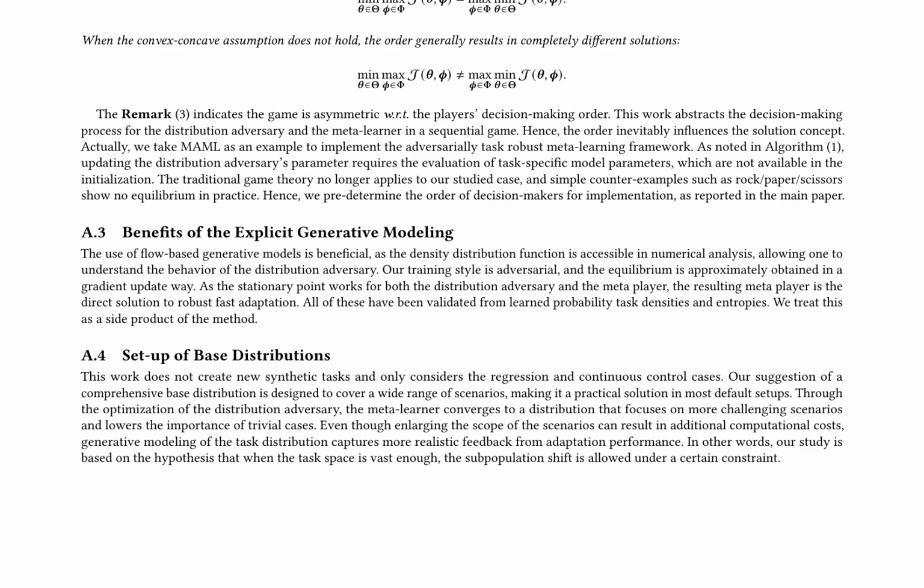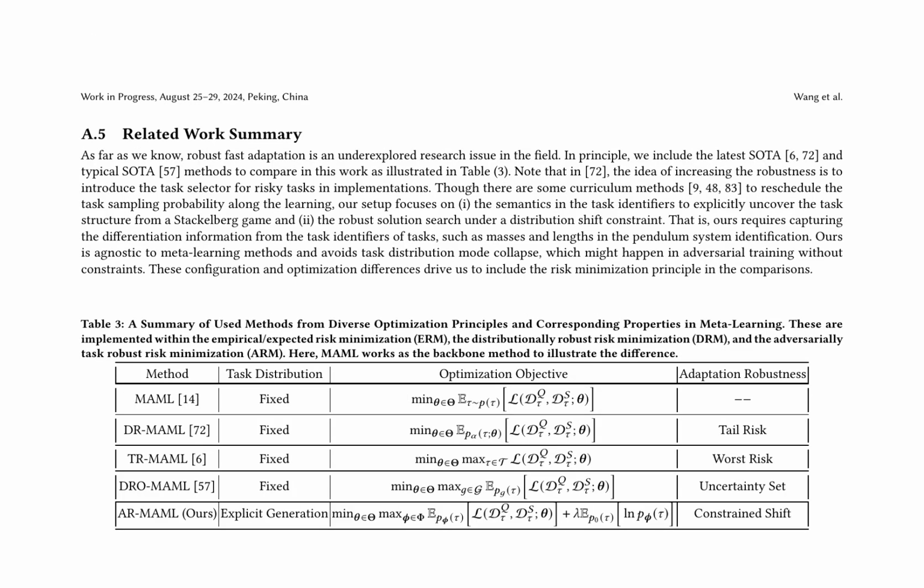The setup of base distributions covers a wide range of scenarios, focusing on more challenging cases. Validation is achieved through learned probability task densities and entropies. The authors delve into the related work on robust fast adaptation, an underexplored research issue. They compare their approach with state-of-the-art methods, including MAML, DRMAML, TRMAML, and DROMAML, as depicted in Table 3.